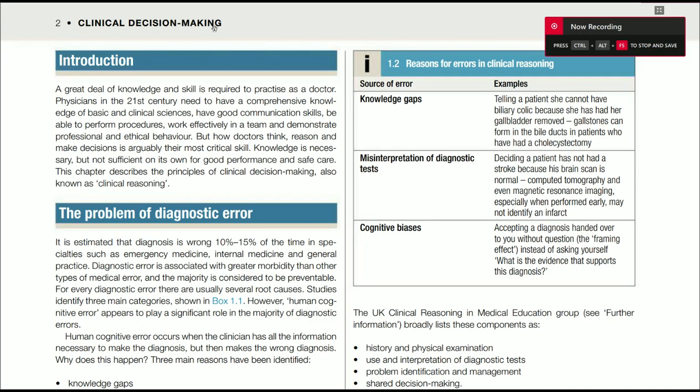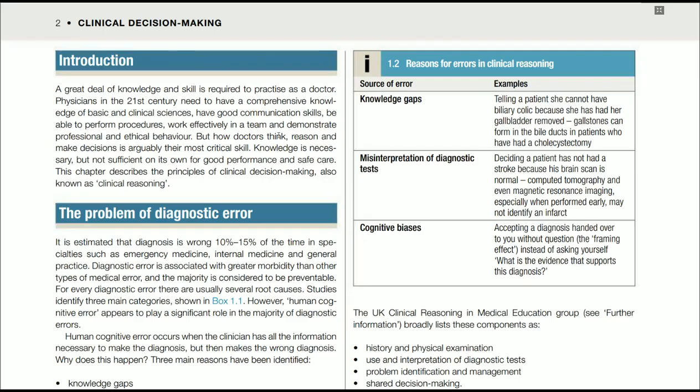Clinical decision making introduction. A great deal of knowledge and skill is required to practice as a doctor. Physicians in the 21st century need to have a comprehensive knowledge of basic and clinical sciences, have good communication skills, be able to perform procedures, work effectively in a team, and demonstrate professional and ethical behavior.